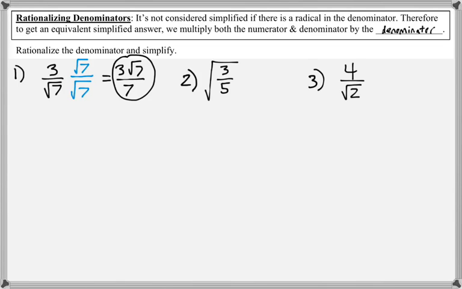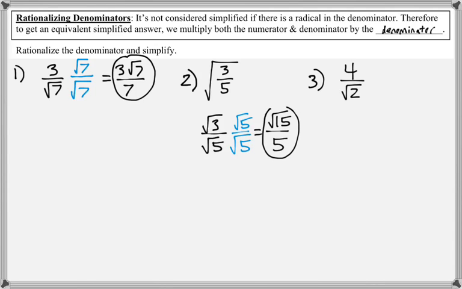Number 2, if you have the square root over a fraction, that's the same thing as saying the square root of the numerator over the square root of the denominator. So now I need to rationalize this by multiplying by the denominator. And on the bottom, the square root of 5 times the square root of 5, the square roots just cancel out and you're left with 5. On the top, the square root of 3 times the square root of 5 is the square root of 15. And this would be our answer.